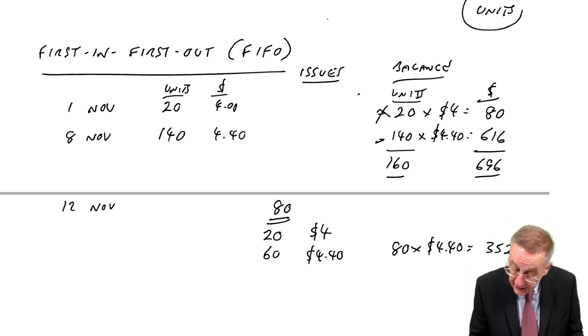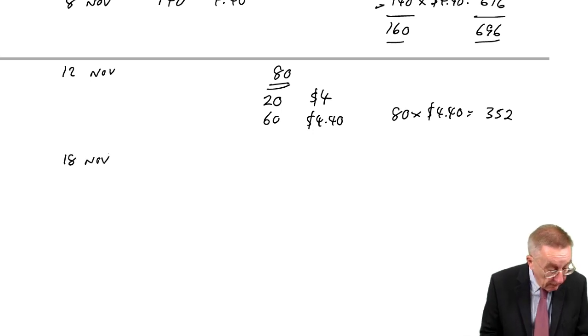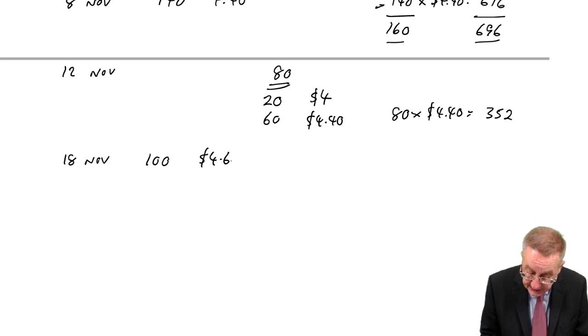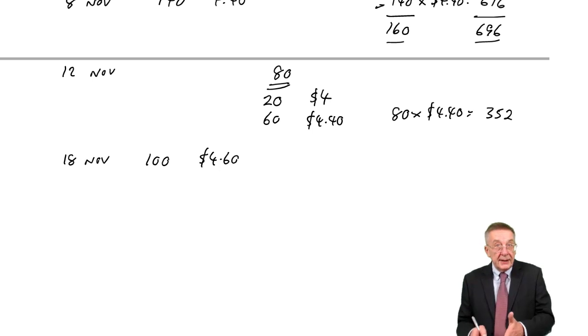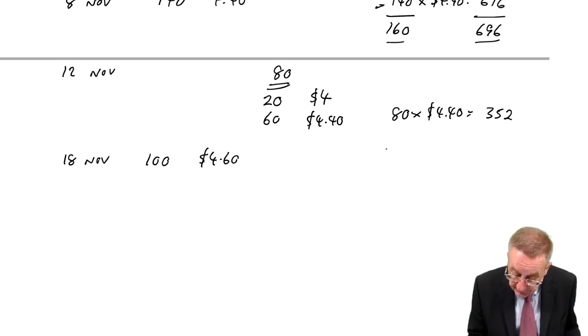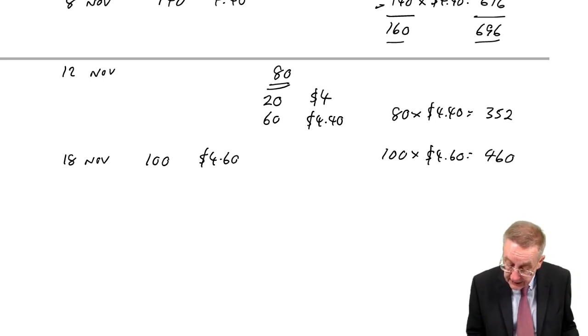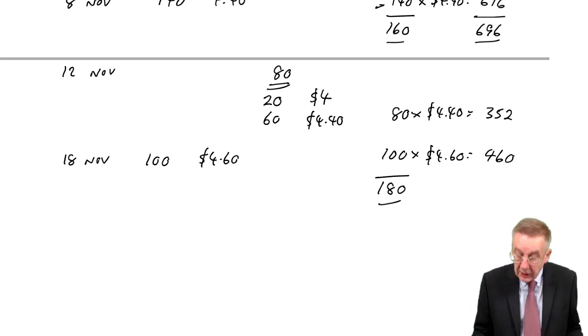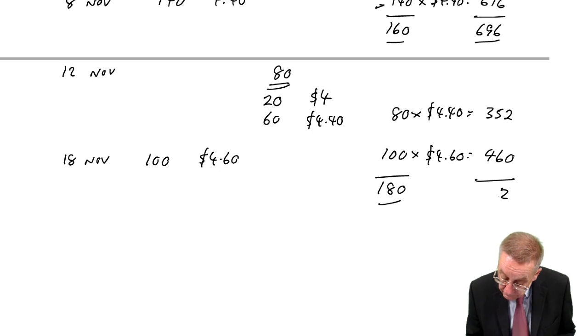Let's carry on. On the 18th of November, we receive some more. 100. They cost $4.60 each. And so what happens to our inventory? We've already got 80 there, appreciate. We now have another 100, $4.60 each, which in total is 460. And so we've now got 180 units. And the value of them, 812.